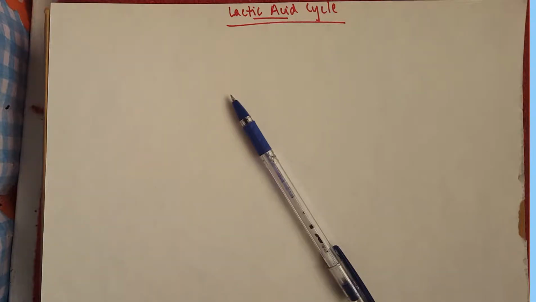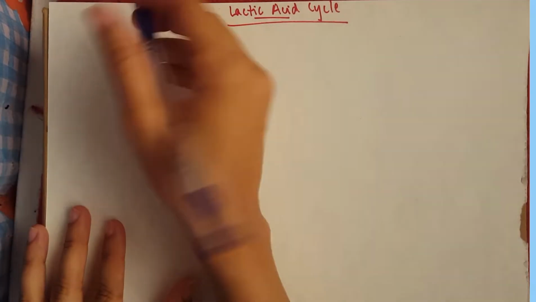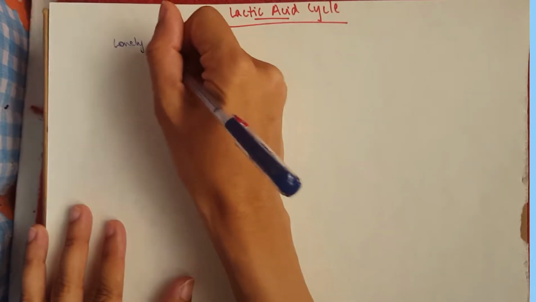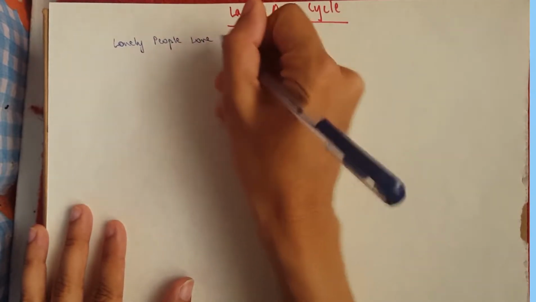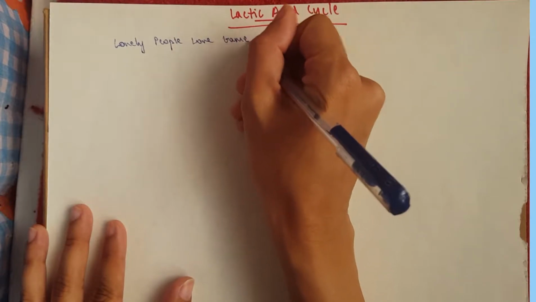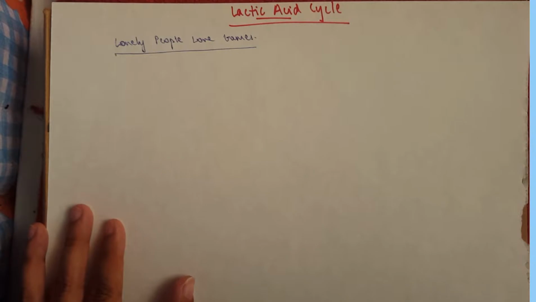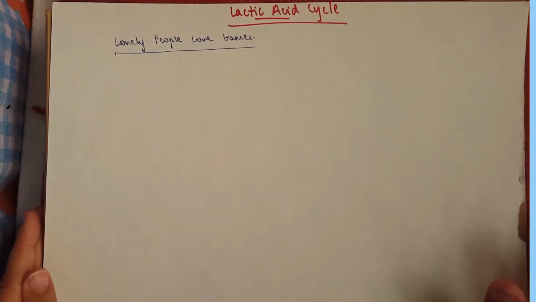Hey guys, today we will be doing the lactic acid cycle. The mnemonic is: lonely people love games. So, lonely people love games. Now it's a very small, short, simple topic, so I'll try to make it short and sweet as well.